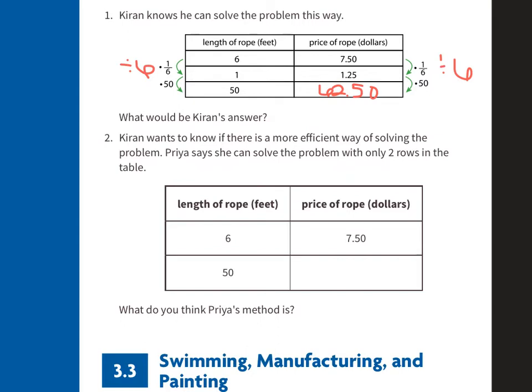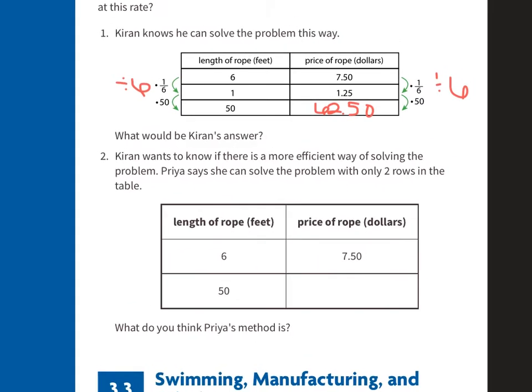So the way I would do this is I would do the same thing as Kieran, but I wouldn't list out all the steps. So I'm going to find the constant of proportionality. I'm going to go 7.50 divided by 6, and I get $1.25. So then I just go 50 times $1.25, and I still get $62.50. Okay, that's what I would do.